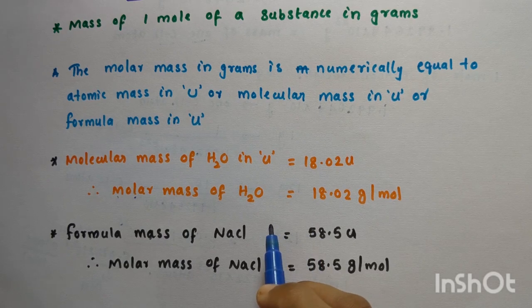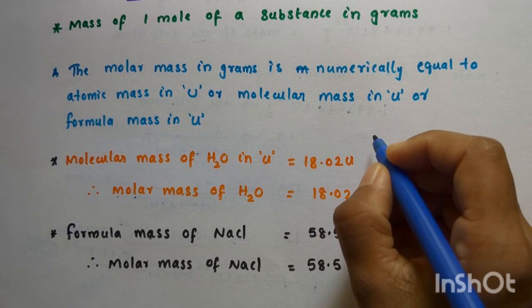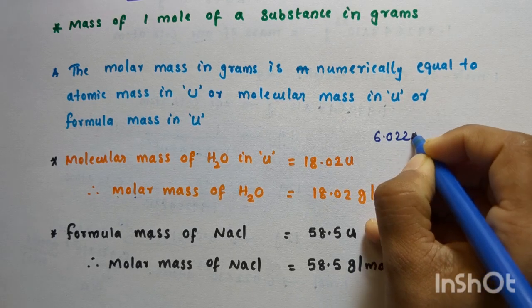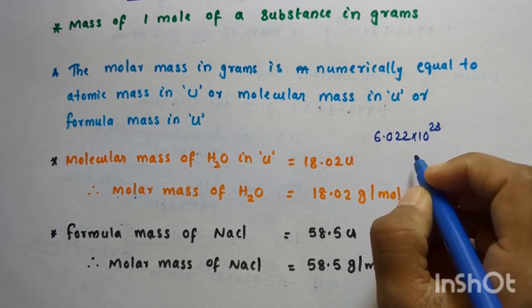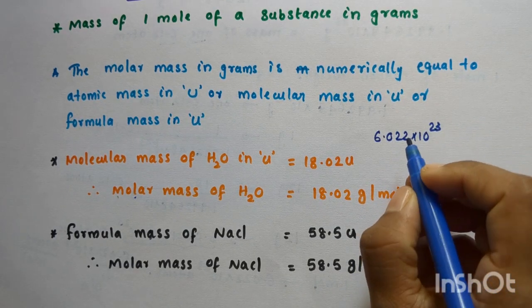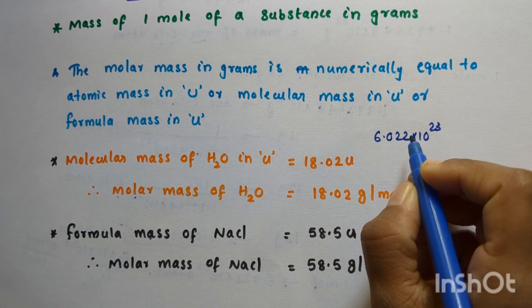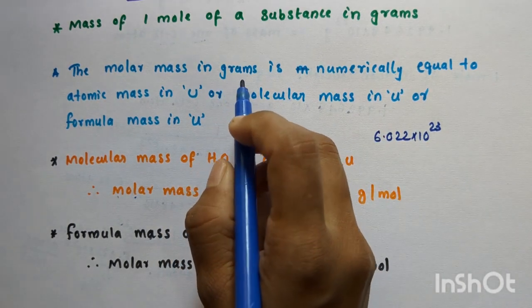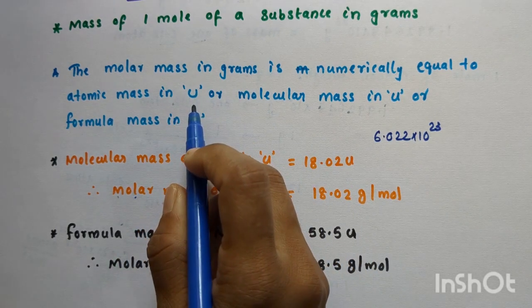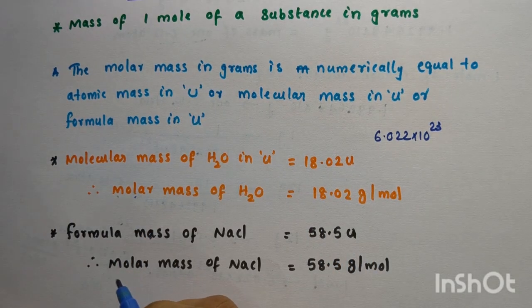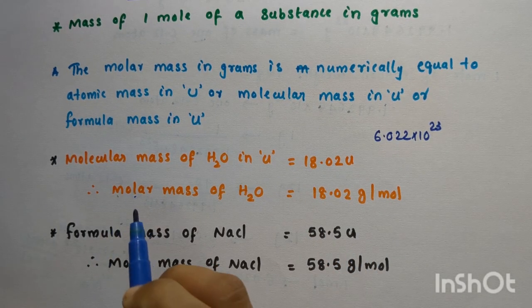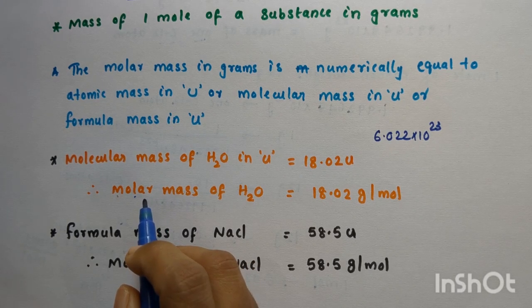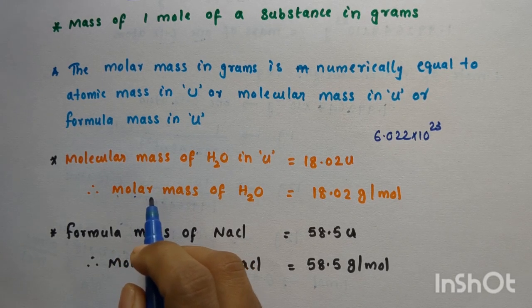In 1 mole of a substance, there are 6.022 × 10^23 atoms or molecules, and the mass of this many atoms or molecules is called molar mass. Molar mass in grams is numerically equal to the atomic mass in u. So in this video, we have discussed the mole concept and molar masses. I hope those two concepts are clear to you.